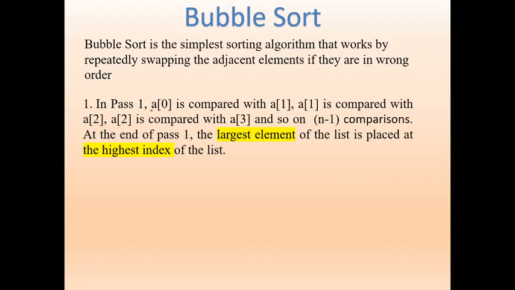Now see the basic logic of this bubble sort. It is comparing the adjacent elements, means side by side elements. You know that array elements are represented with their subscripts A of 0, A of 1, A of 2, A of 3 up to A of n-1. So the first element is denoted by A of 0. A of 0 is compared with A of 1.